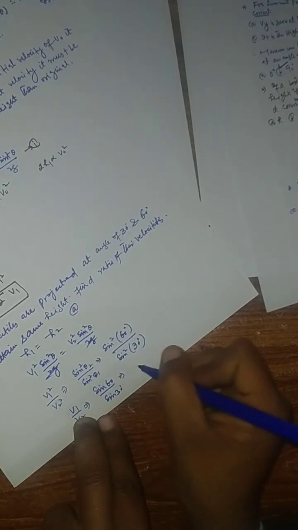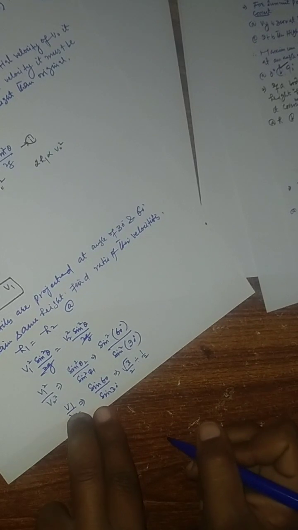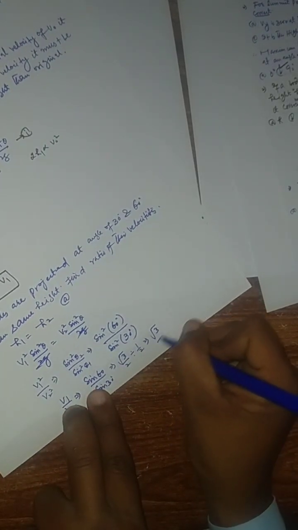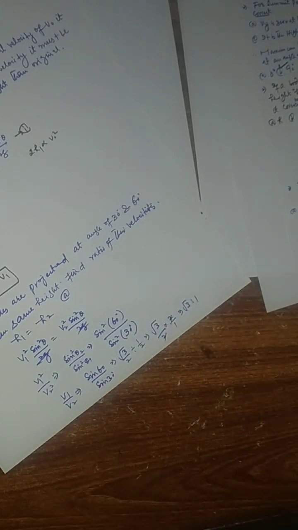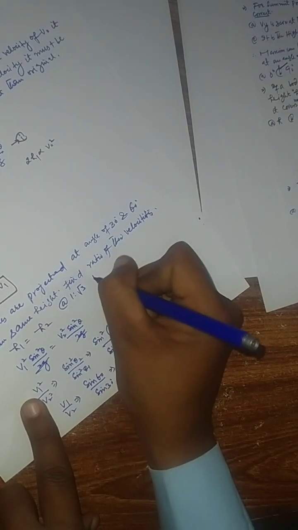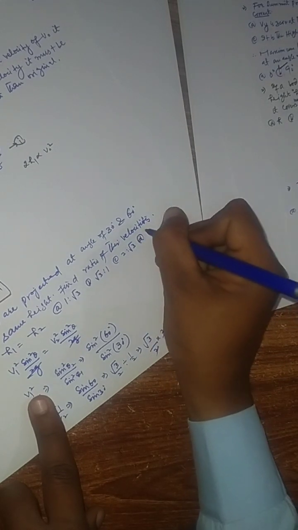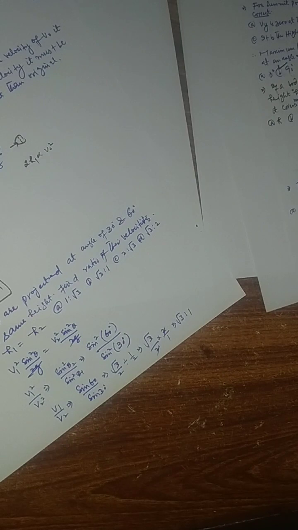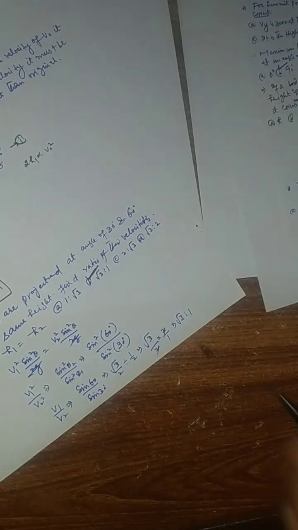Sine 60 equals root 3 over 2, divided by sine 30 equals 1 over 2. So this will be root 3 over 2 times 2 over 1, the 2 gets cancelled, root 3 ratio 1. So the ratio of initial velocities is root 3 ratio 1. So what is the correct answer? The correct answer is v1 over v2 is root 3 ratio 1. This is the ratio of their velocities.